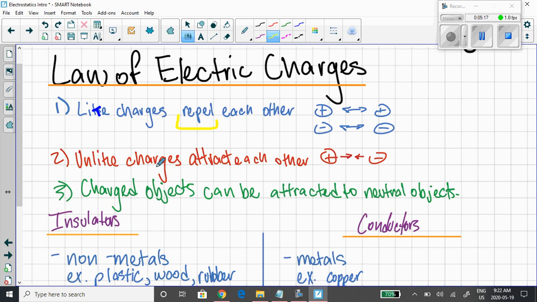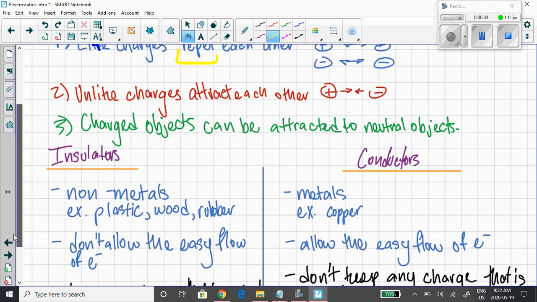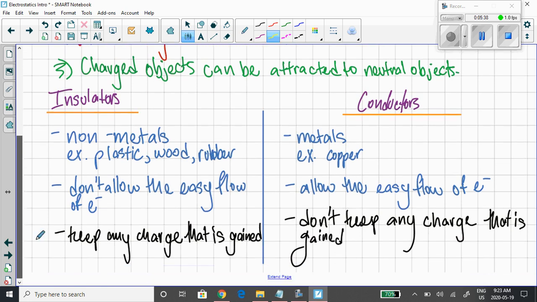Unlike charges, meaning they're not the same, they attract each other. So a proton will attract an electron. See how the arrows are going together here? A positively charged object will attract a negatively charged object. And the third law is charged objects can attract neutral objects. So I think you probably remember that. We're just spending today really on review.